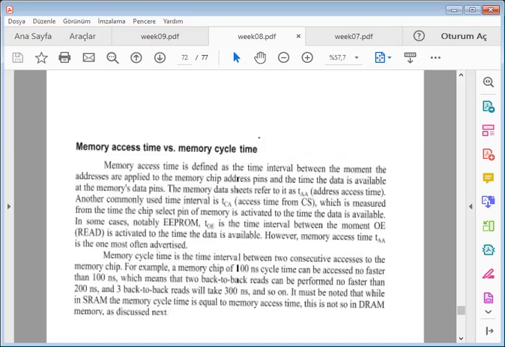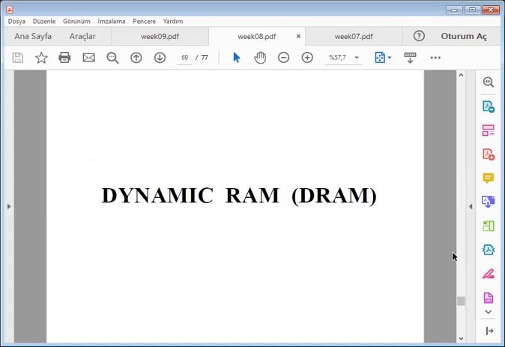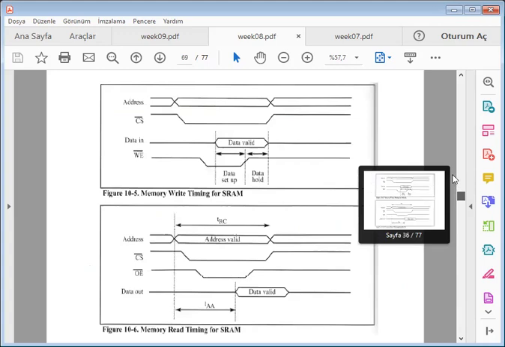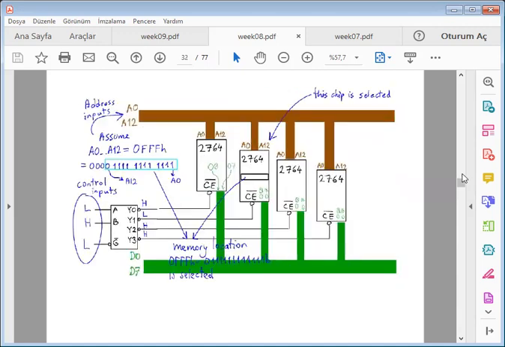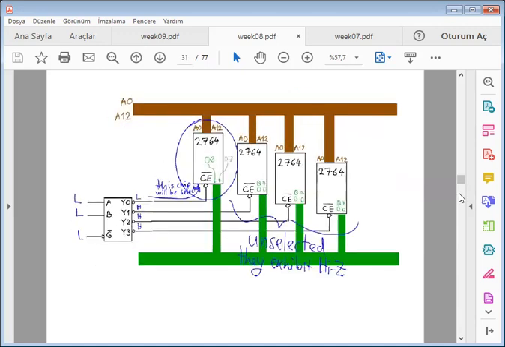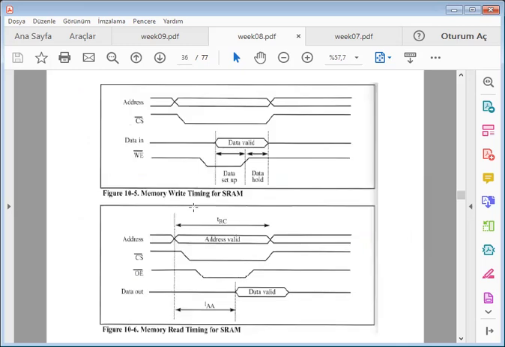So there is some information about memory access times and memory cycle times specific to these types of chips. Memory access time is the time interval between the moment that addresses are applied to the memory chip address pins and the time the data is available at the memory's data pins. They are usually shown in static bus diagrams. Let's check this part. Okay.